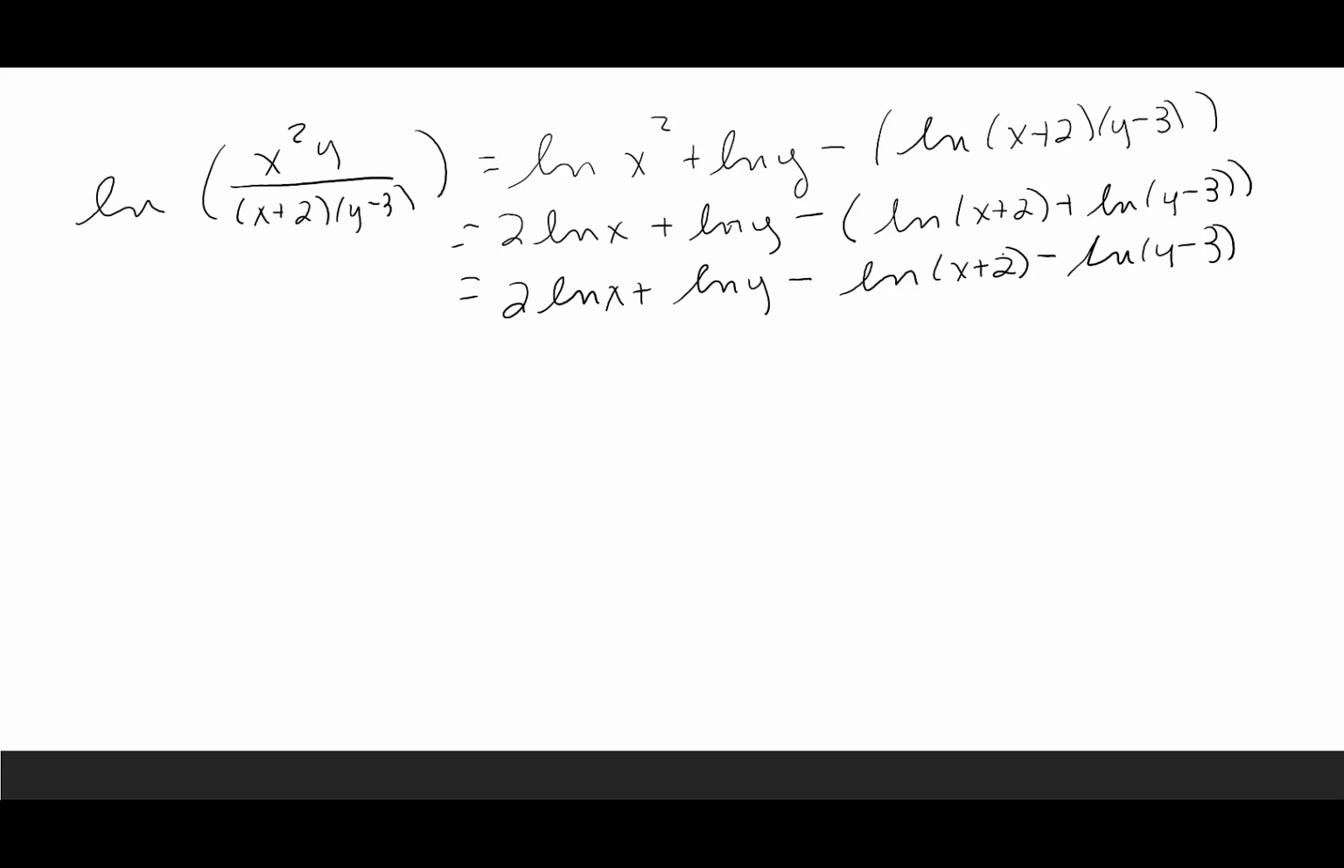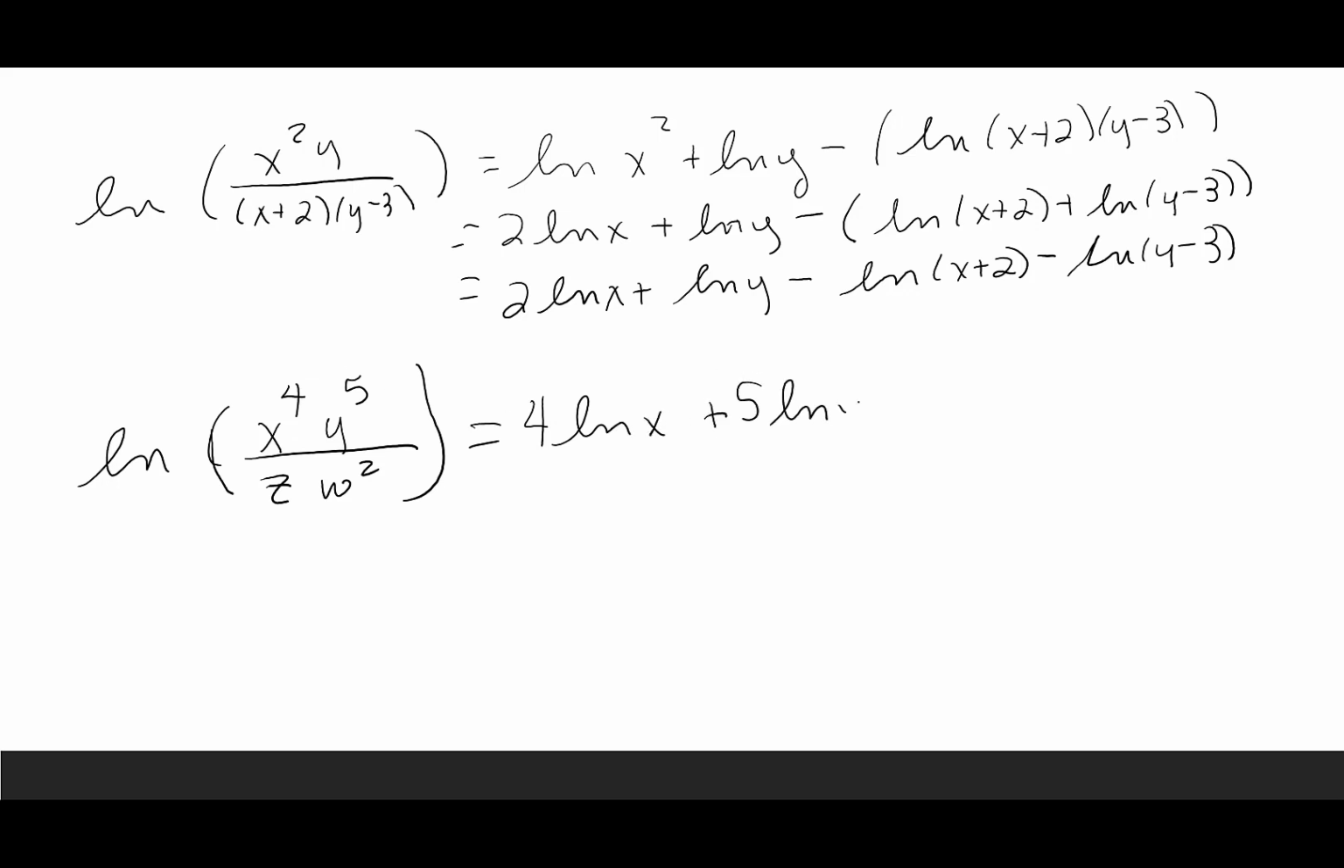I would not do all of these steps. What I would say to do is say I have the natural log, let's make it x to the 4th, y to the 5th over z w squared. I would do a one-step simplify. I would say the 4 is a power, it goes in front, 4 natural log of x, plus 5 is a power, it goes in front, 5 natural log of y. Those were on top, so those are positive. Z is in the bottom, I say minus natural log of z. W is on the bottom, I say minus 2 as the power, natural log of w.